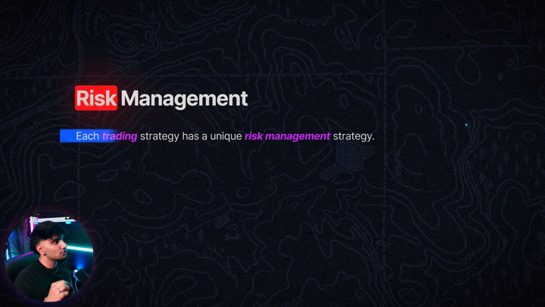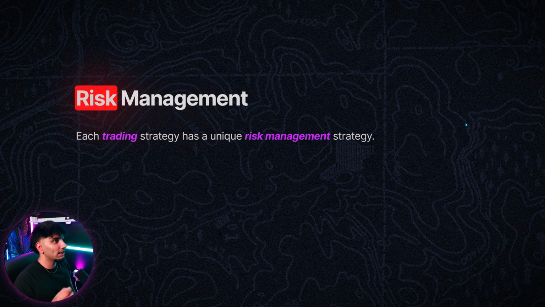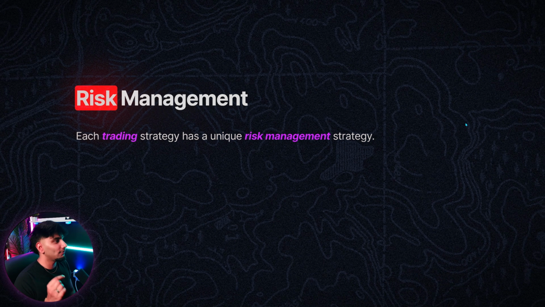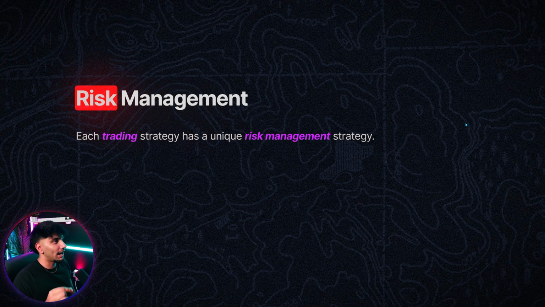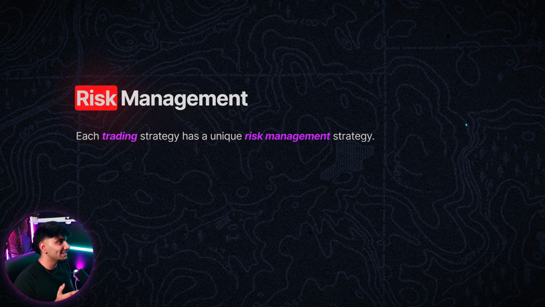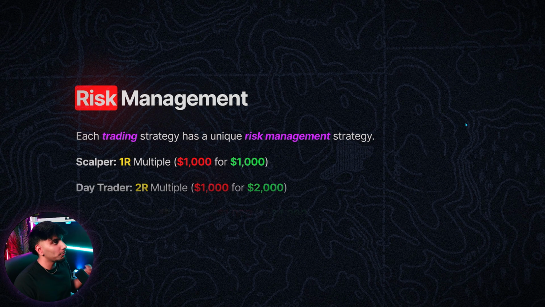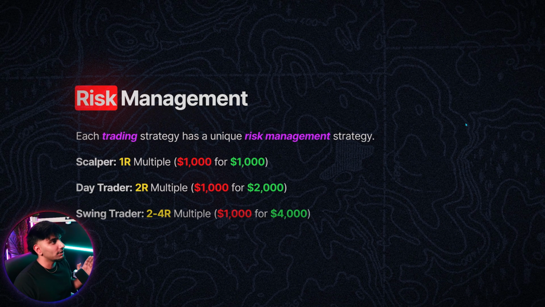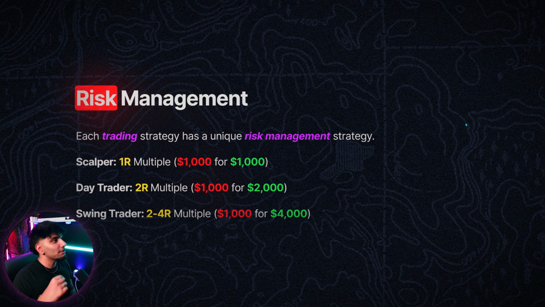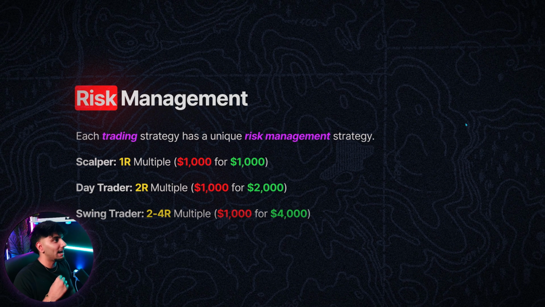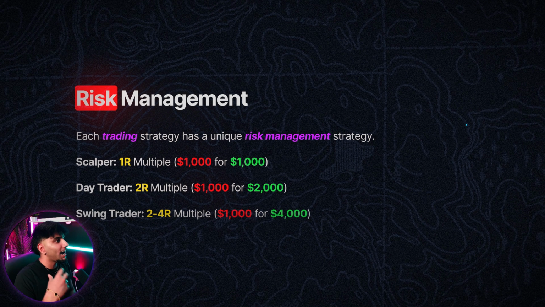So each trading strategy has a unique risk management strategy. Now, notice how I highlighted trading and risk management. This is because it's very important for you to understand that your trading strategy correlates with your risk management strategy. Not every trading strategy has the exact same risk management strategy. So in this example here, we can see a scalper, day trader, and a swing trader. Now, for a scalper, you may have a 1R multiple. What this means is for every $1,000 that you're risking, you're making $1,000. Now, this is because most scalpers should have, in theory, a higher win rate.